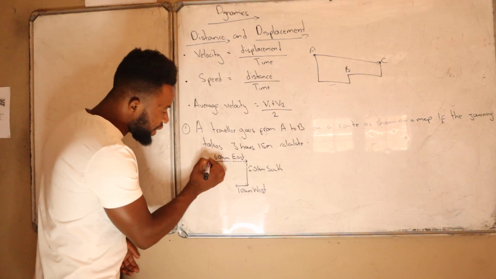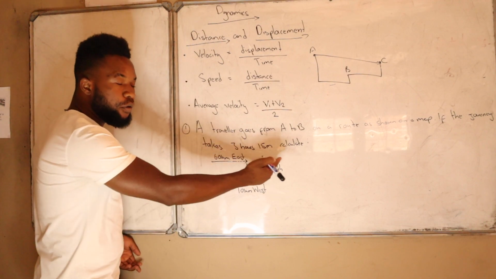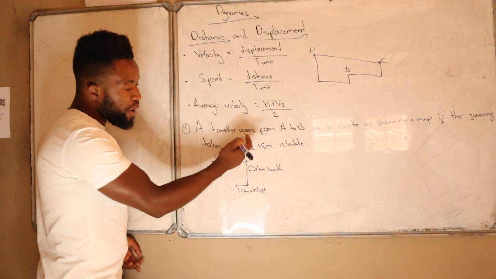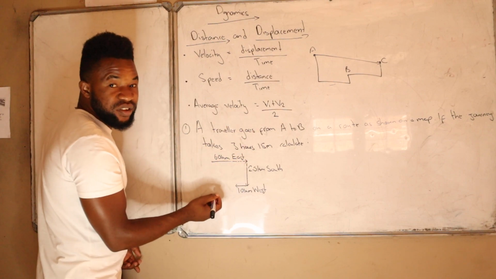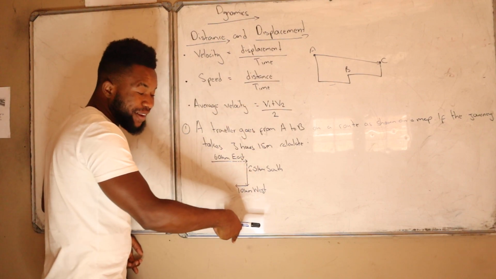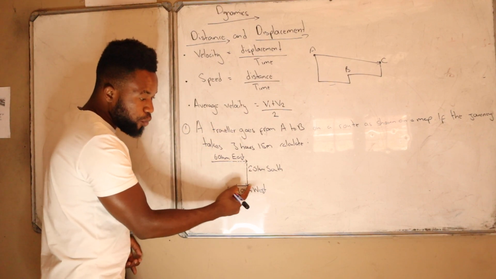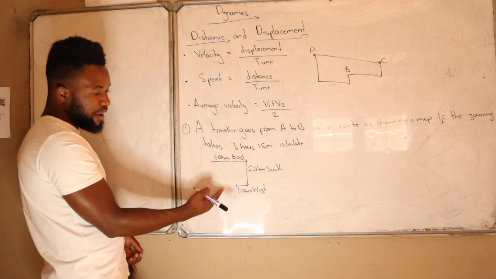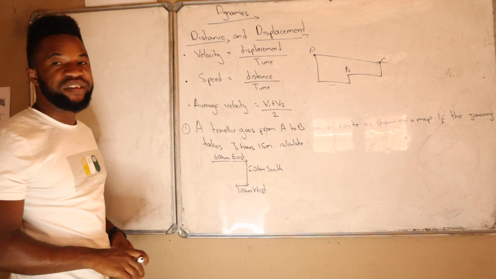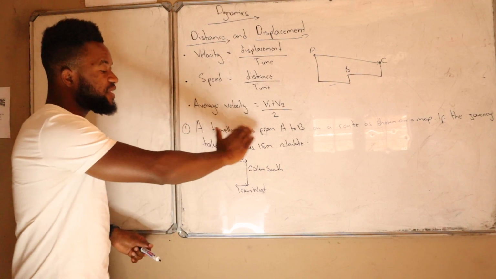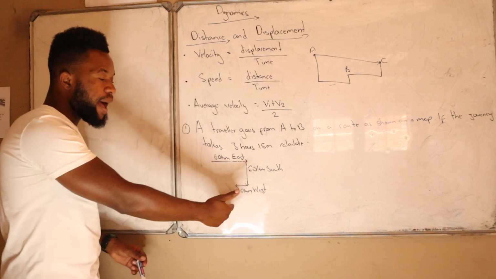So they're saying the traveler starts from this point, and then he moves 60 kilometers going to the east. When he reaches the east point, he moves going to the south, 20 kilometers. Then when he reaches here, he moves this side, 10 kilometers going to the west. So this is the distance that our traveler covers.